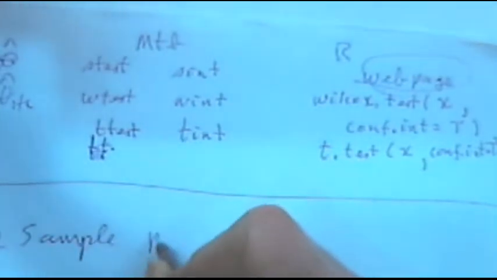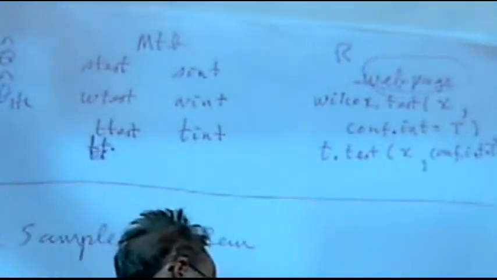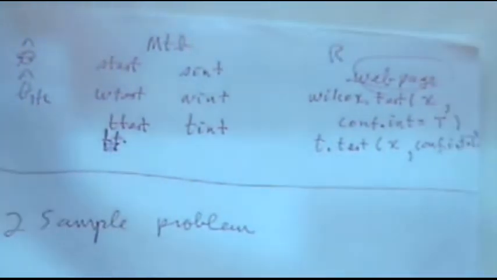Then let's talk about the two-sample problem. We have two samples, okay? There's a couple of two-sample problems. The one we're going to do first is where the samples are independent of one another. And then there's the paired design, which we'll talk about later.